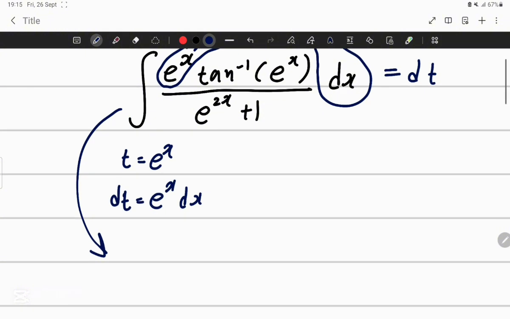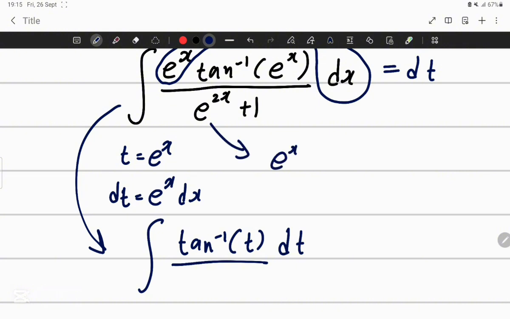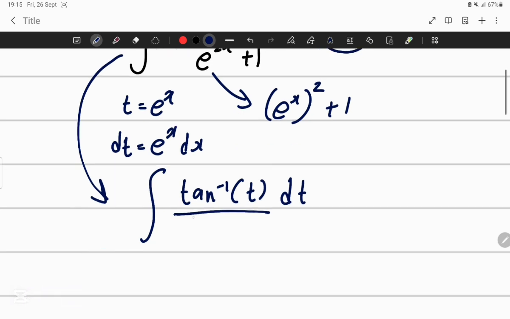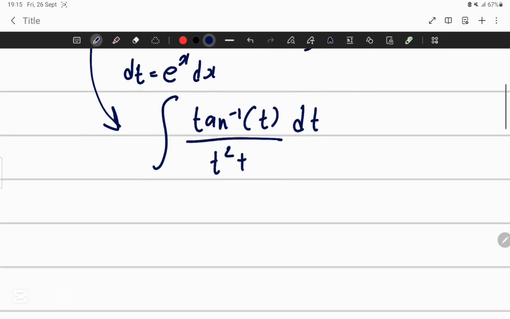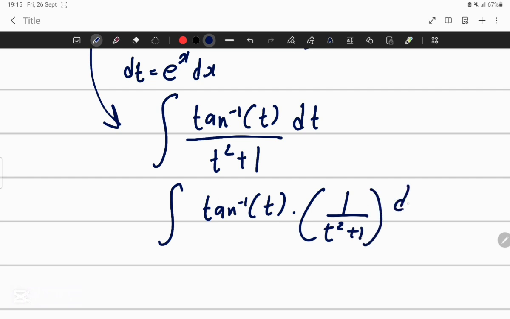So integral dt tan inverse e^x, it is tan inverse t over e to the power 2x, right? I can write this as (e^x)^2 plus 1, it is t square plus 1. I can write this as tan inverse t times 1 over t square plus 1 dt.